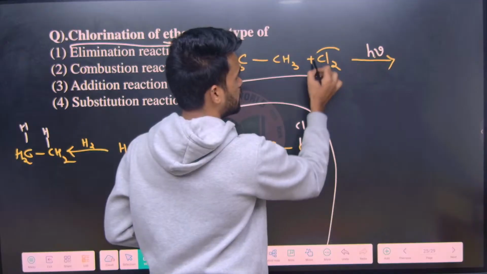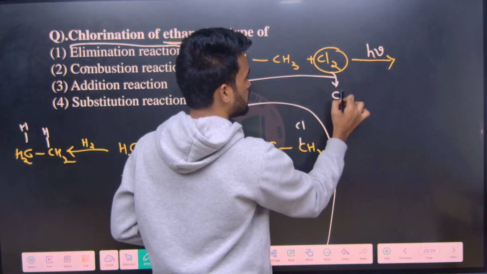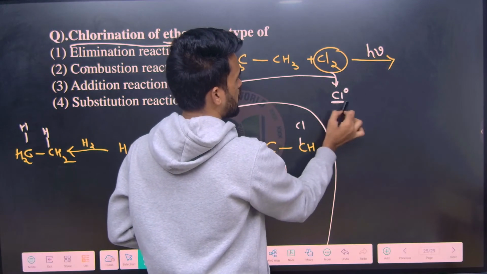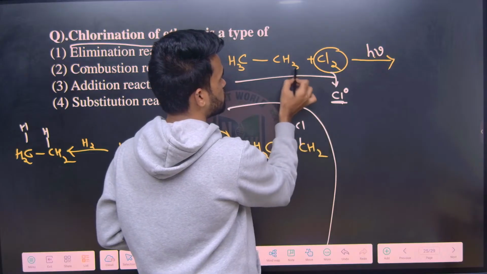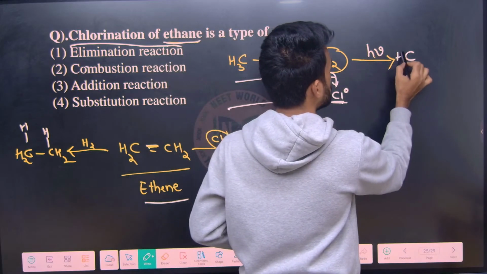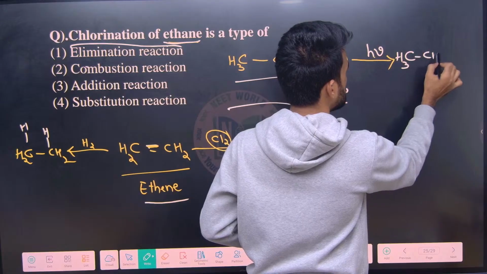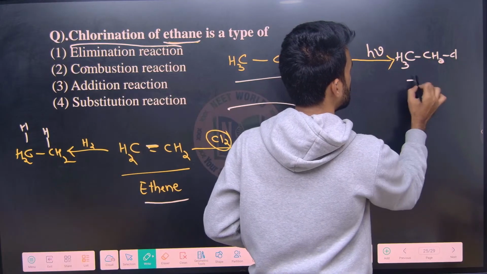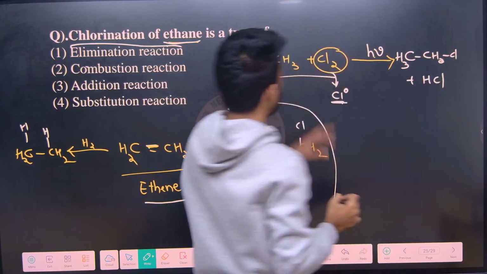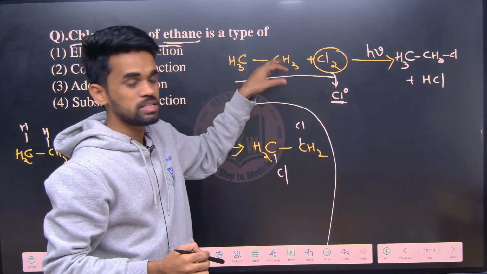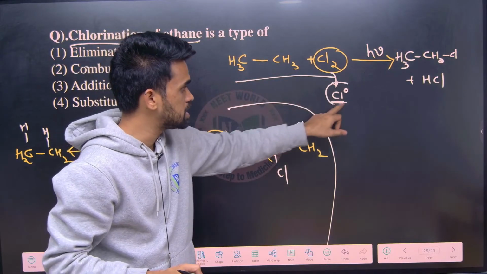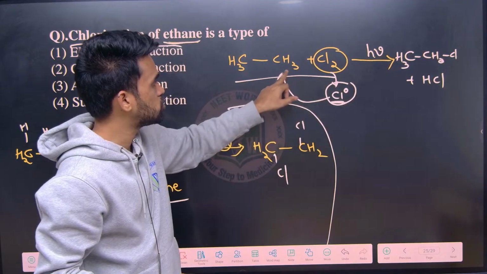First, from here you will get chlorine radicals. So that chlorine radical will replace one of these hydrogens. You are going to get something like this: CH3CH2Cl plus HCl. So what did we do here? Substitution taking place. Which substitution? Free radical is involved, so free radical substitution is taking place.